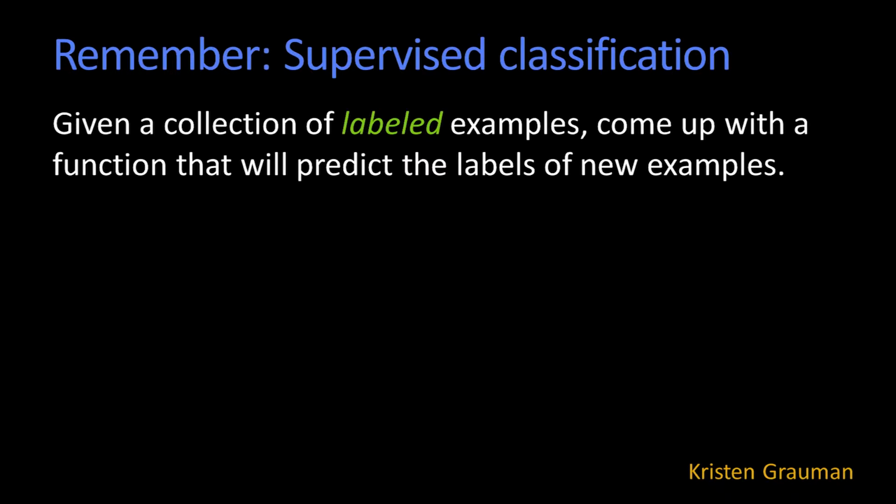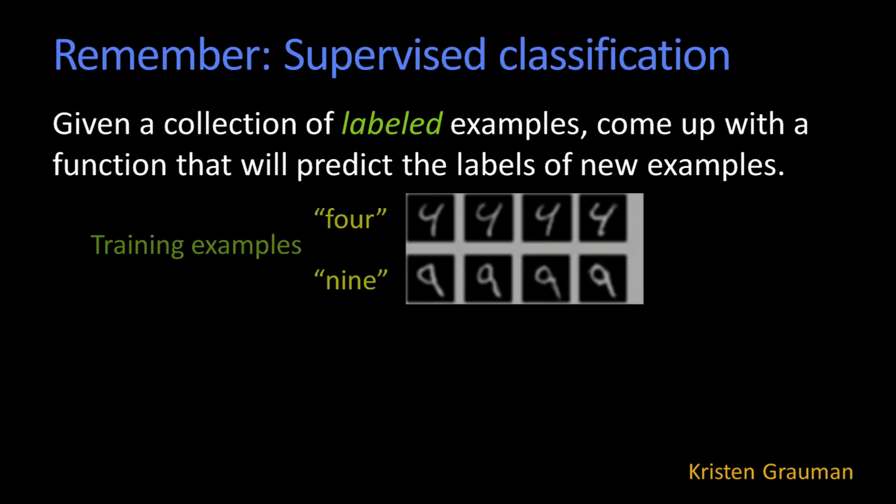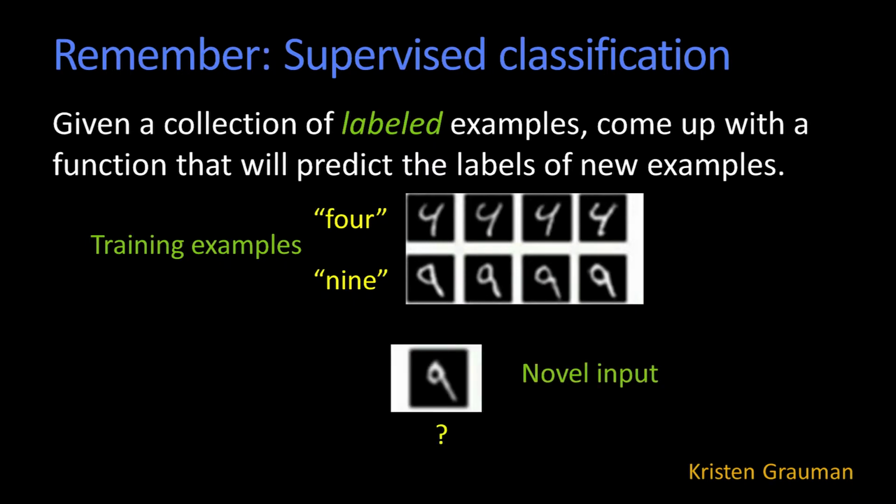Remember before we were talking about supervised classification? Supervised classification is I give you a bunch of labeled examples, typically referred to as training examples. And you're supposed to come up with a function that'll label some new examples. And we showed this one where we have a bunch of hand-drawn 4s and hand-drawn 9s. And the idea was, given some new input, is it a 4 or is it a 9?